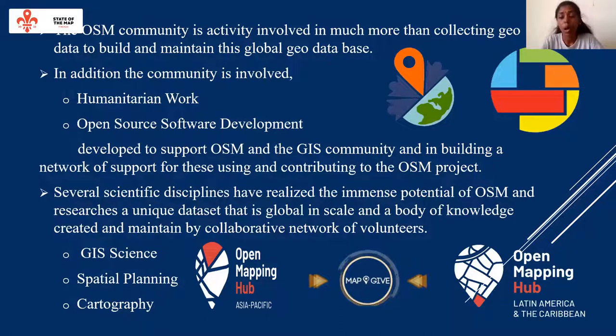of geodata. The OSM community is actively involved in much more than collecting geodata to build and maintain this global geodatabase. In addition, the community is involved in, for example, humanitarian work, open source software development to support OSM and the GIS community, and in building a network of support for those using and contributing to the OSM project. In recent years, several scientific disciplines, for example, geography, GIS science, spatial planning, cartography, computer science, and technology, have realized the immense potential of OSM and it has become the subject of academic research.